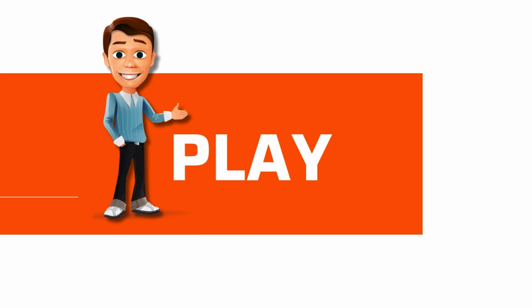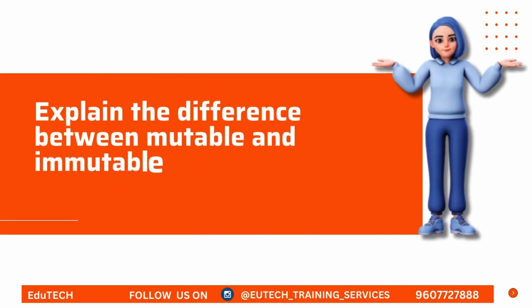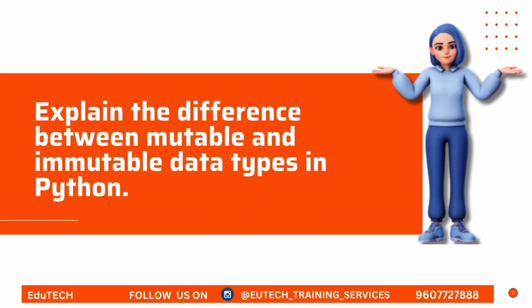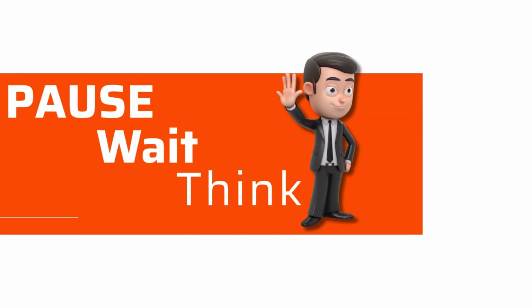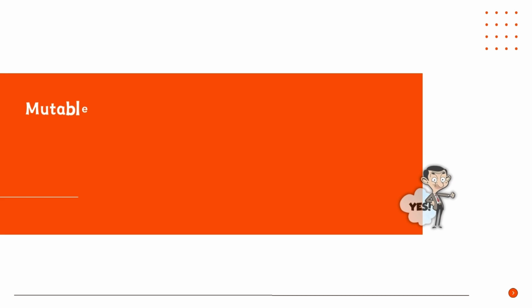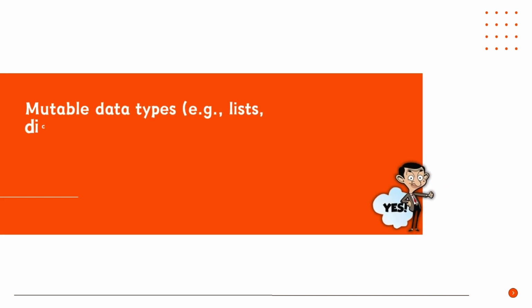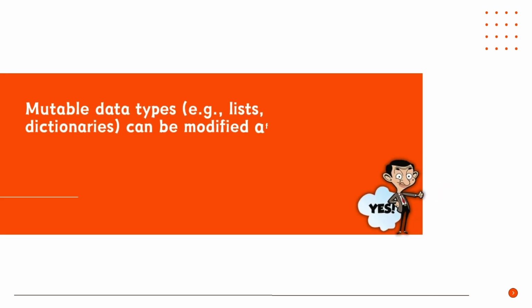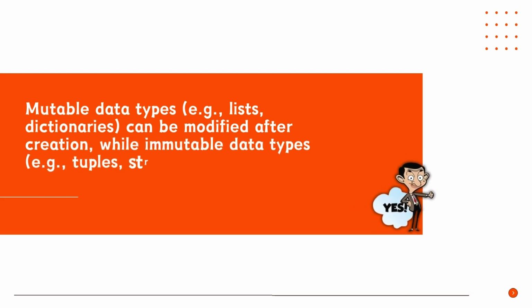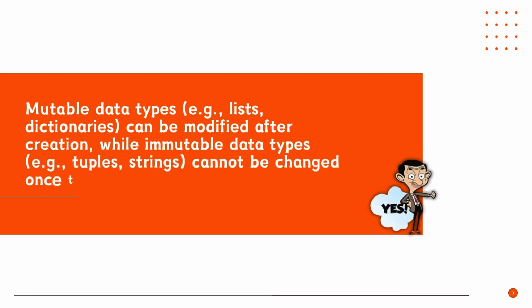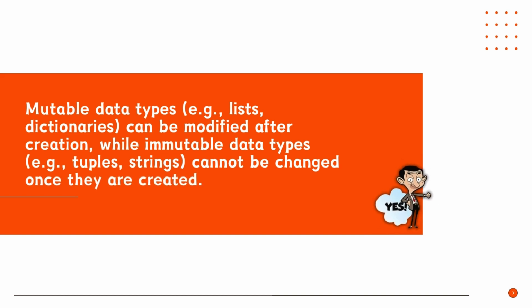Explain the difference between mutable and immutable data types in Python. Mutable data types, e.g., lists, dictionaries, can be modified after creation, while immutable data types, e.g., tuples, strings, cannot be changed once they are created.